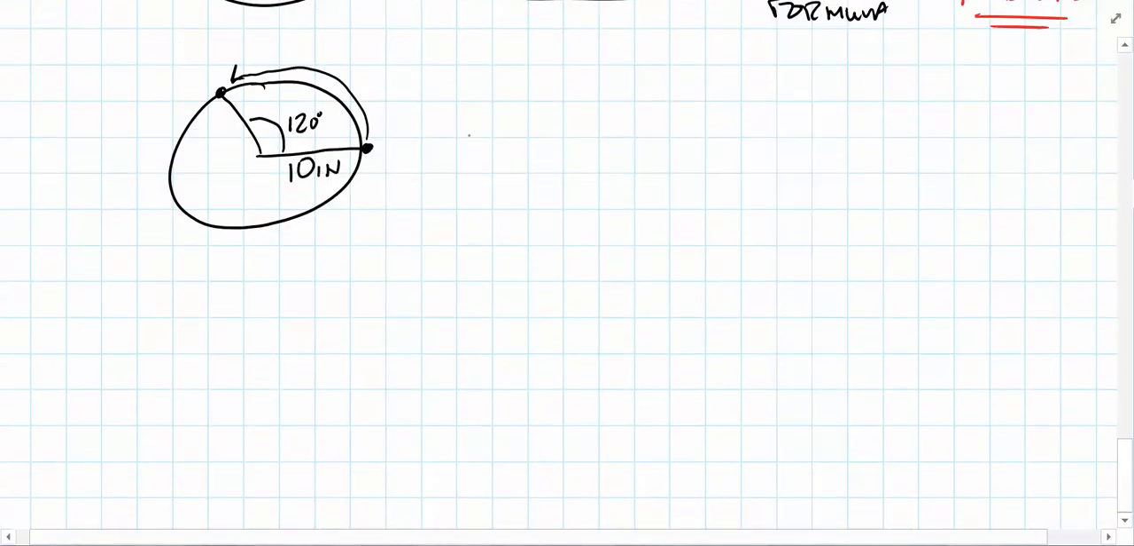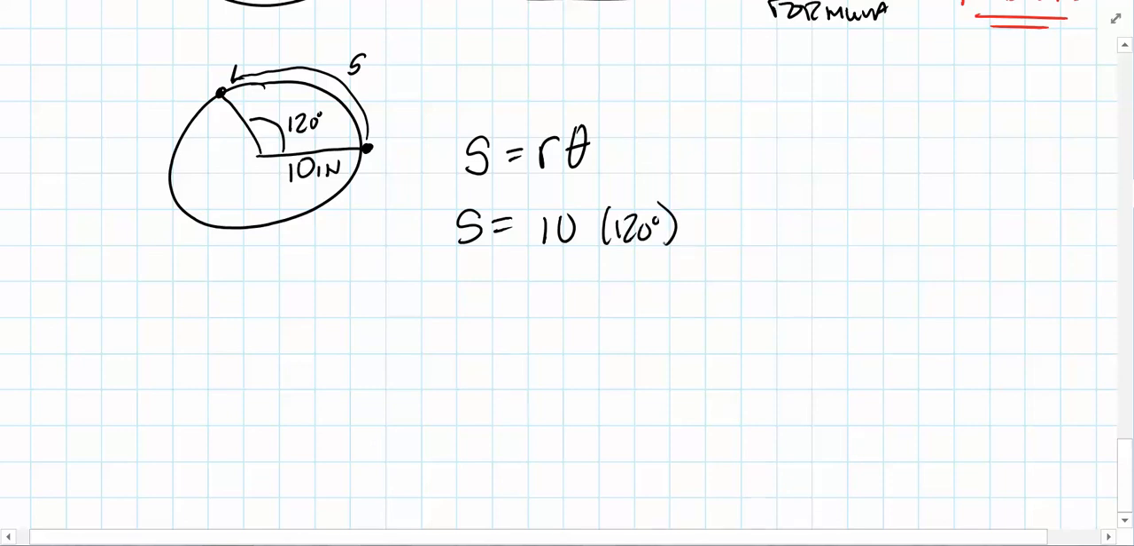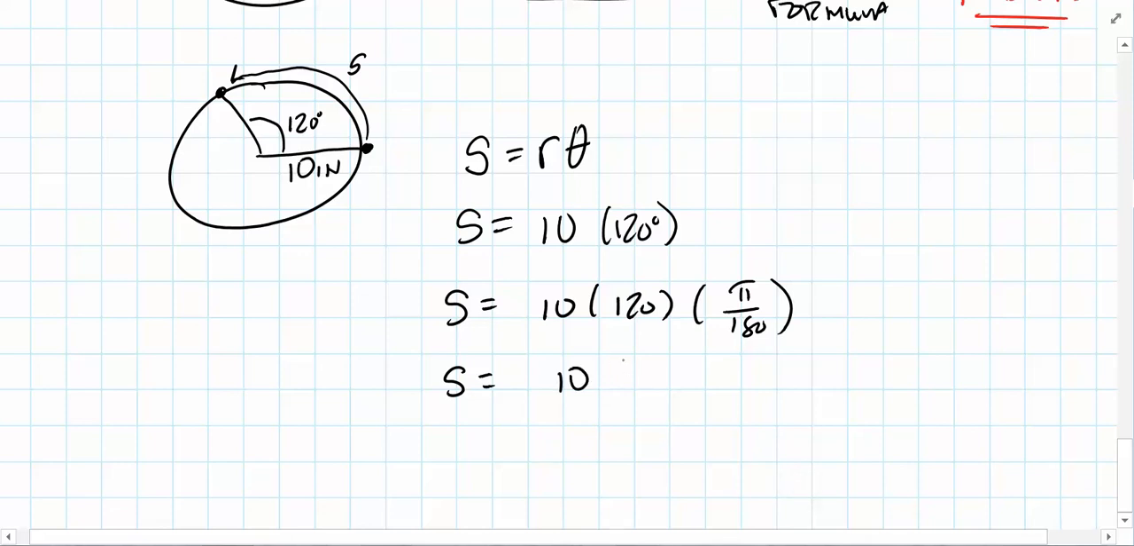So check this out. I know that the distance S is equal to R times theta. So this distance, the arc length S, is equal to my radius, which is 10, times my theta, which is 120 degrees. But theta has to be measured in what? Radians. So I need to convert from degrees to radians. Good thing we know how to do that. S is equal to 10 times 120 times pi over 180. That's my conversion factor for taking 120 into radians. So S is equal to 10 times 2 pi over 3.